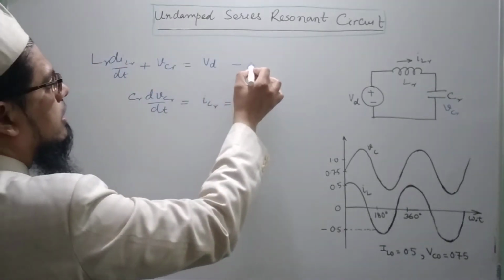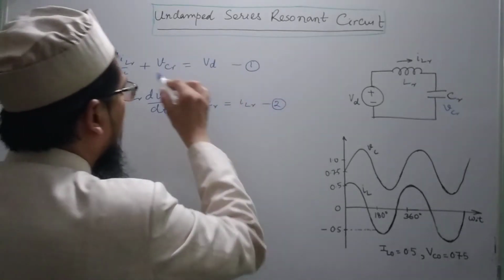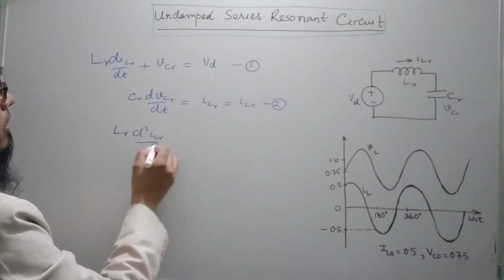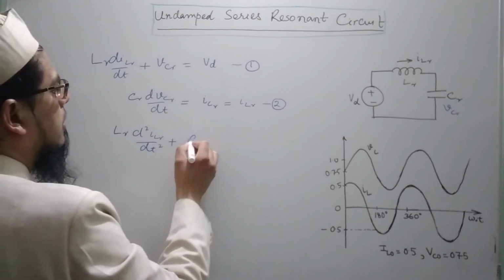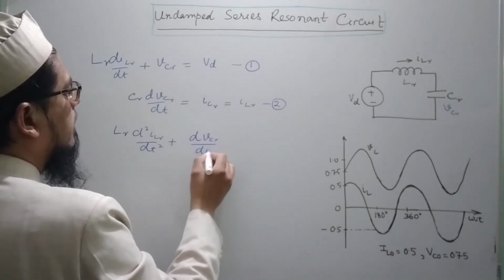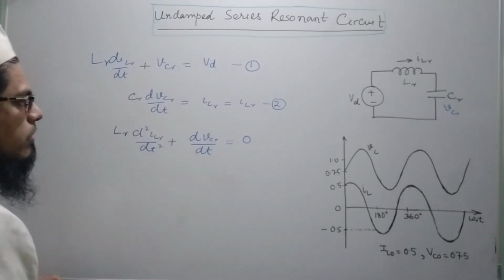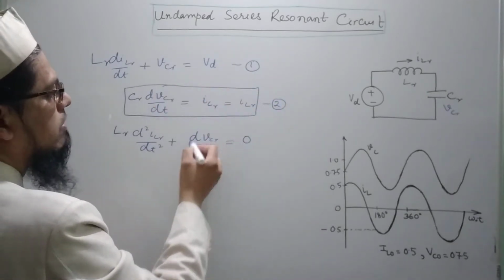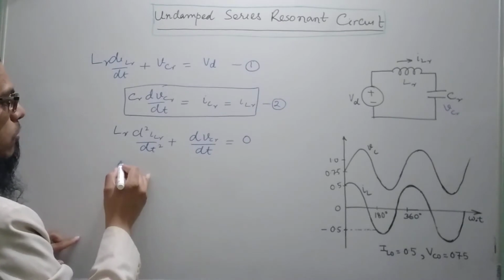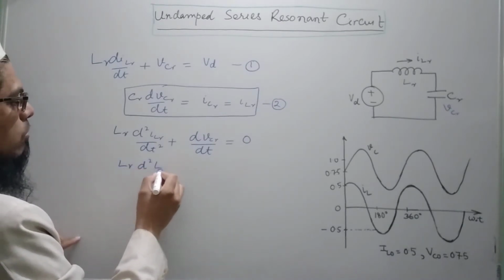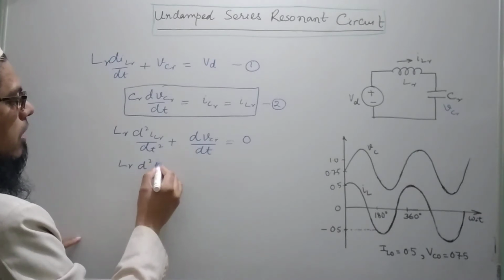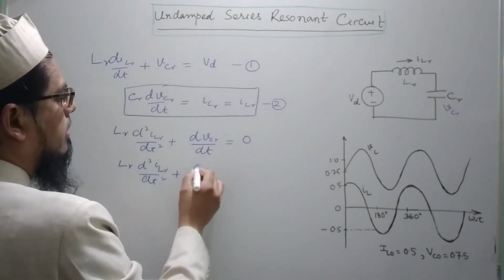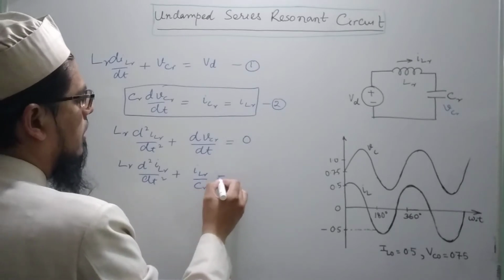Now, if I differentiate the first equation one more time, I get LR d2ILR/dt2 plus dVCR/dt is equal to 0, and from here I can write dVCR/dt in terms of ILR. So, basically I will get LR d2ILR/dt2 plus, in place of this, ILR by CR, and this is equal to 0.